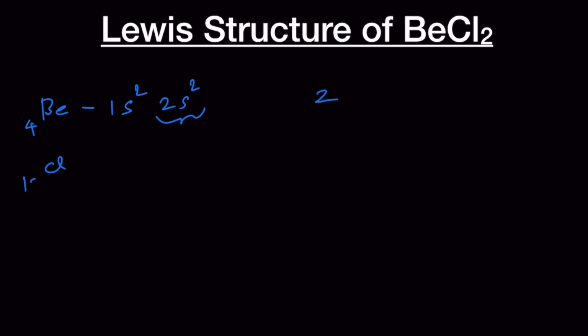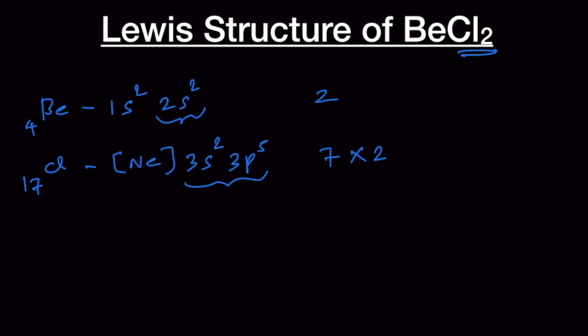The atomic number of chlorine is 17. Therefore, the electronic configuration is neon, which has 10 electrons, and then 3s2, 3p5. The 3s2 and 3p5 electrons are the valence electrons. Therefore, 7. But we have 2 chlorine atoms. Therefore, 7 times 2, 14. Only 1 beryllium atom. So, 2 times 1 is 2. This means that the total number of valence electrons in beryllium chloride is 16.